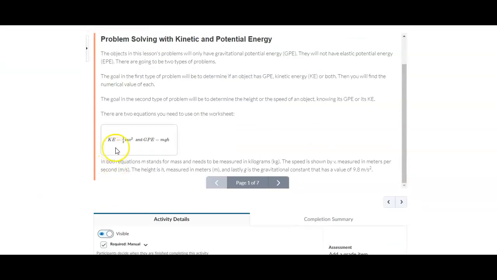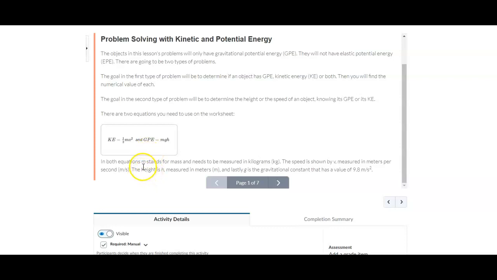The first one is your formula for kinetic energy. KE equals kinetic energy, and you are going to take half of the mass and multiply it times the velocity squared. Then to calculate potential energy, you're going to use the mass of the object, multiply it times something we call the gravitational constant, and we'll cover that in a minute, and then multiply it by the height.